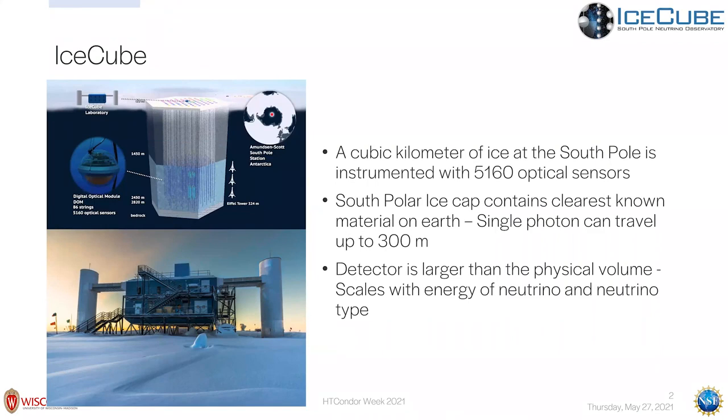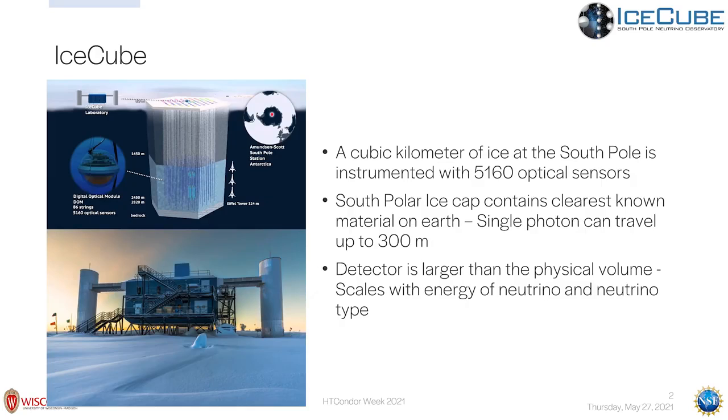Compared to traditional astronomical observatories, we actually look for subatomic particles that come from cosmic or galactic sources. And to do that, we've instrumented about a cubic kilometer of ice with 5,160 optical sensors.